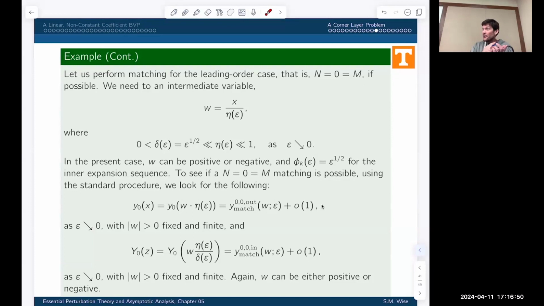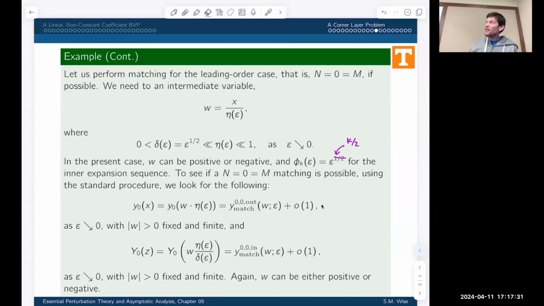That's because the boundary layer exists on both sides of x and z equals 0. Delta is equal to epsilon to the 1/2. Eta is some scale which sits in the middle of order 1 and order epsilon to the 1/2 power. W can be positive or negative. In the usual process, our asymptotic sequence is going to be epsilon to the... this should say K over 2, not 1/2, that's a typo.